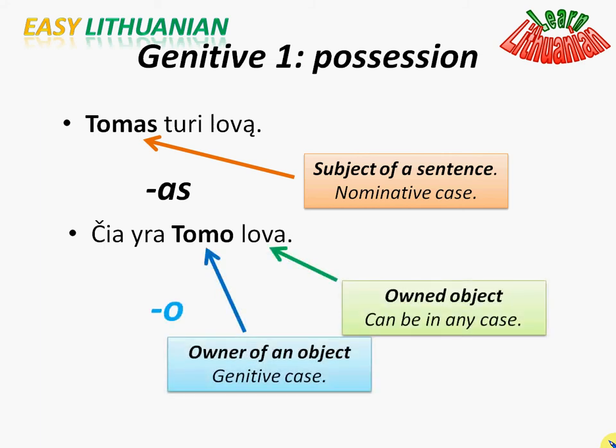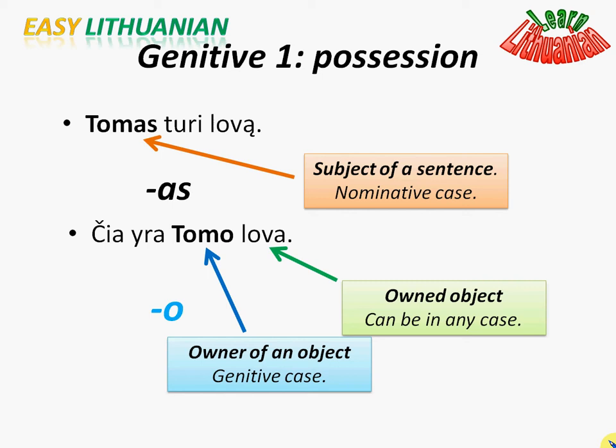Lova can be in any case actually, but in this construction, here is the bed. The bed, in this case, is in the nominative case, and it's the owned object. And Tom is just like a detail explaining this word. It explains the word, and it gains the genitive ending. Tomas turns to Tomo. So the owners and possessors are in genitive case.